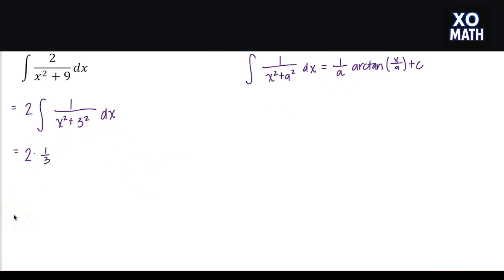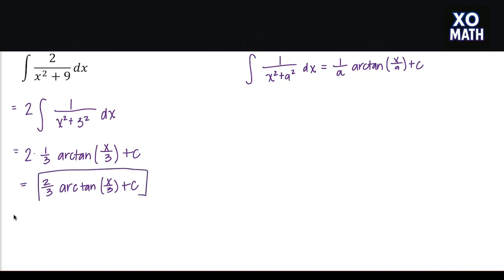So 1 over 3 arctangent of x over 3 plus c. So I have 2/3 arctangent of x over 3 plus c. And do remember that arctangent is alternative notation for tangent inverse, so either one is fine here.